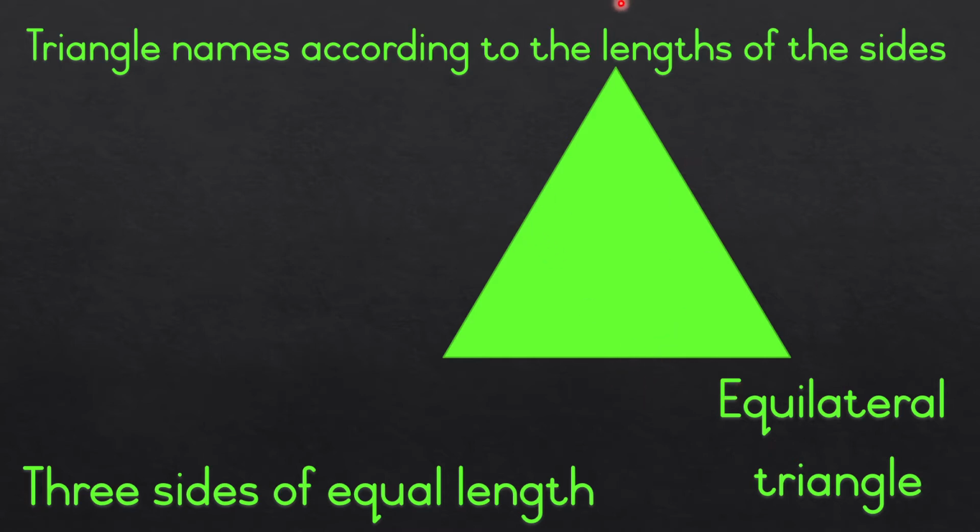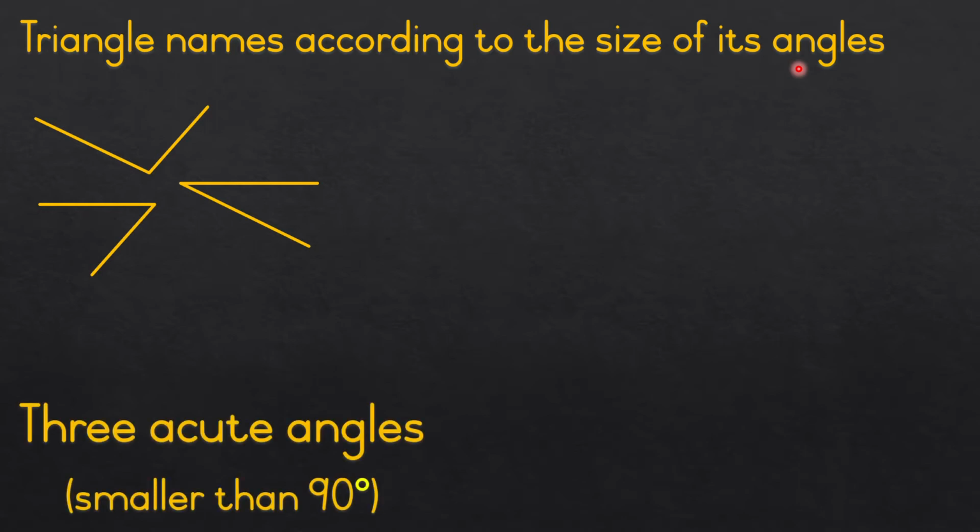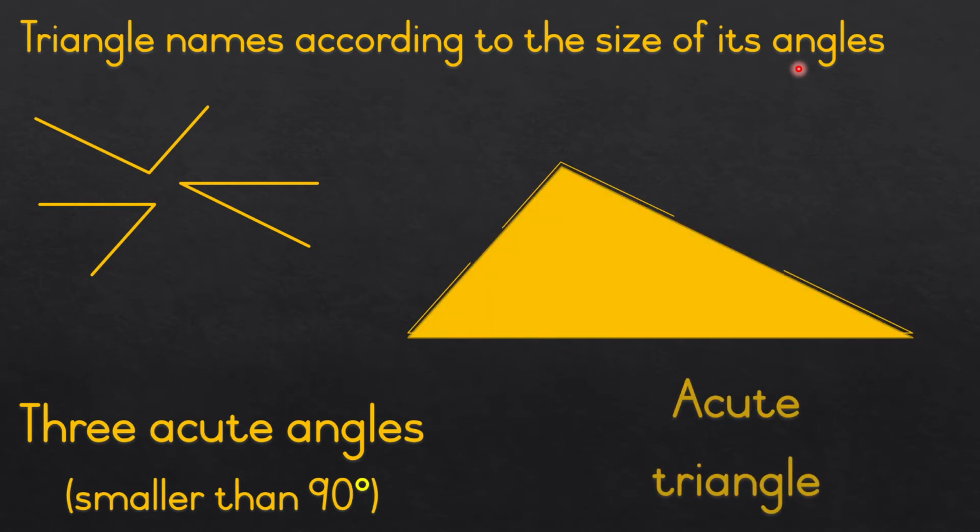If we don't differentiate triangles according to the length of their sides, we use the size of the angles. Therefore, we start with 3 acute angles, 3 angles that are all smaller than 90 degrees. If we place them at the top, at the left, and at the right to form a triangle, we have what we call an acute triangle. It is very acute because all 3 angles are smaller than 90 degrees.